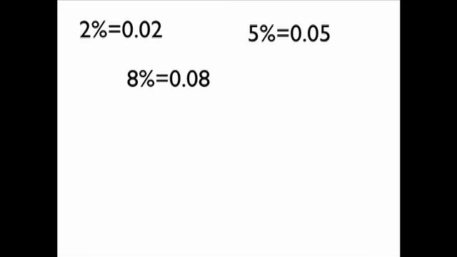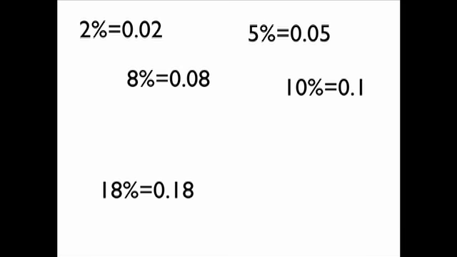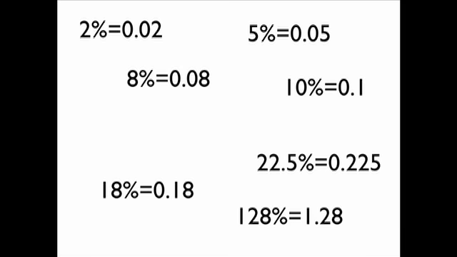5% is 0.05. 8% is 0.08. 2% is 0.02. 10% is 0.1. 18% is 0.18. 22.5% is 0.225. 128% is 1.28. And 10.2% is 0.102.